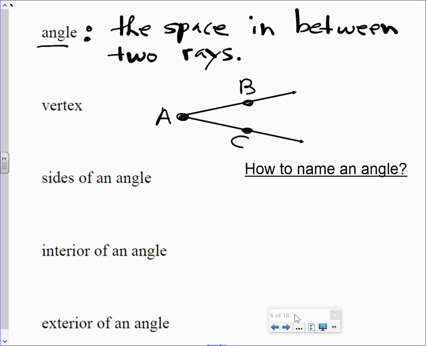In geometry, a ray is kind of like a line that starts somewhere and goes on forever. So notice this ray where my finger is at. It starts here at point A and goes on forever. It's got the arrow. And then another ray starts at point A and goes on forever. It goes that way. And the space in between, right here, this space is called the angle. That's what the angle is. It's the space in between two rays.